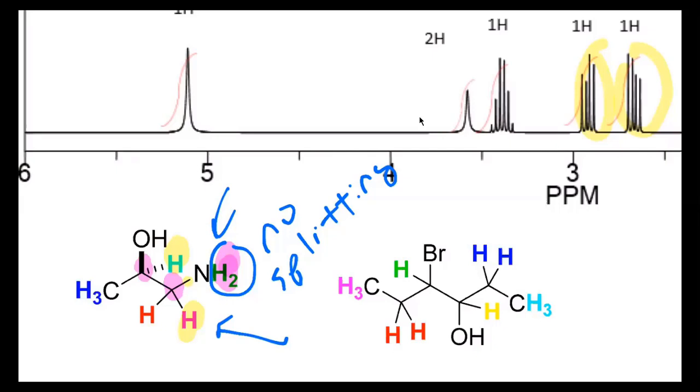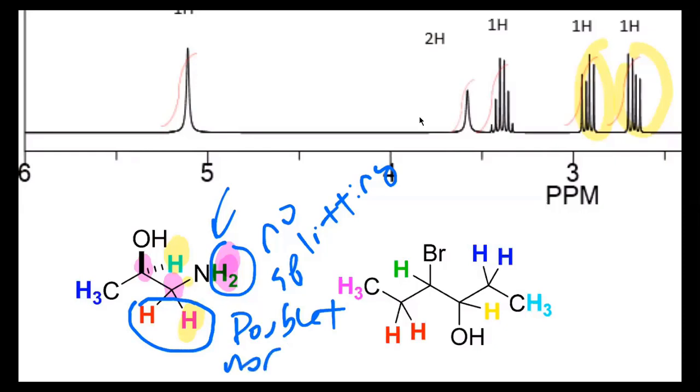Is that right? So how many neighbors would this set of protons have if we weren't talking about it being next to a chiral center? How many neighbors would it have? Just 1. So the signal should be a doublet under normal circumstances. Is that right? Does everybody agree with that?